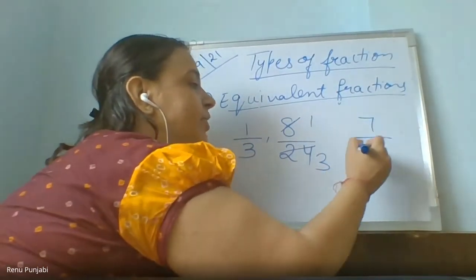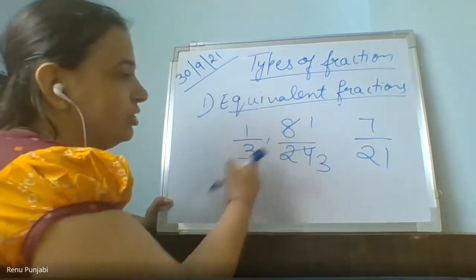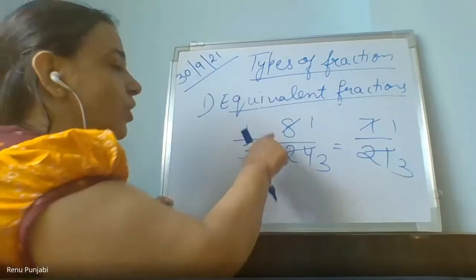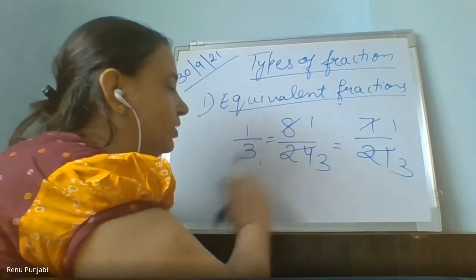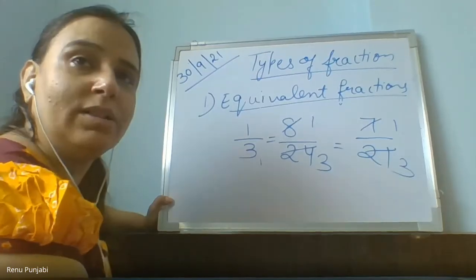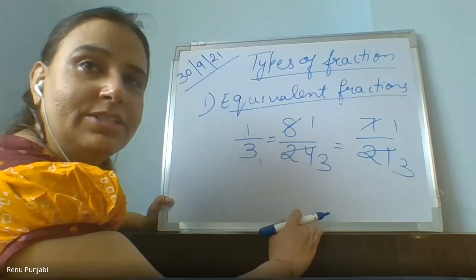If I take 7/21, this is also 7 threes are 21, so it is also 1/3. So we can call all these fractions equivalent to 1/3. Yes, we can call them equivalent fractions.